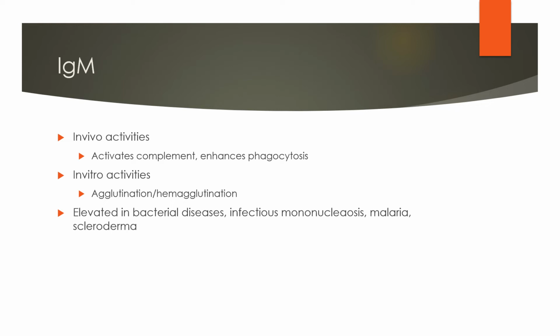Okay, in vivo activities of IgM would be antibacterial, and it will activate complement, enhance phagocytosis, and macrophage activity. The in vitro activities would be agglutination and hemagglutination. In the lab or in serology, it is easily observable due to its large diameter and multiple combining sites of pentamer structure. IgM is elevated in cases of bacterial diseases, infectious mononucleosis, leprosy, malaria, and collagen disorders like scleroderma.